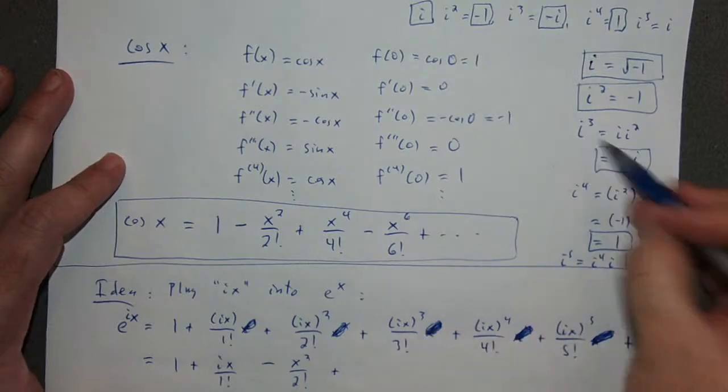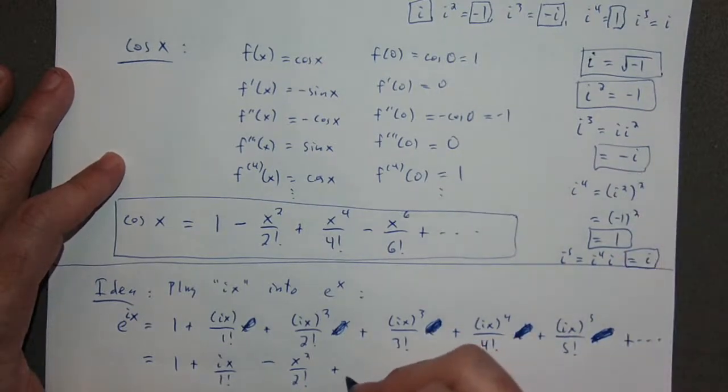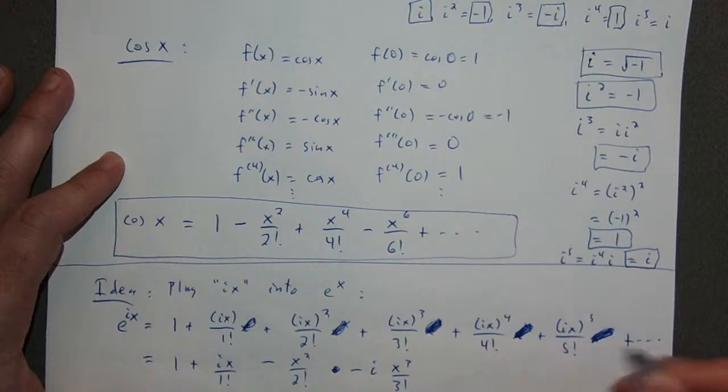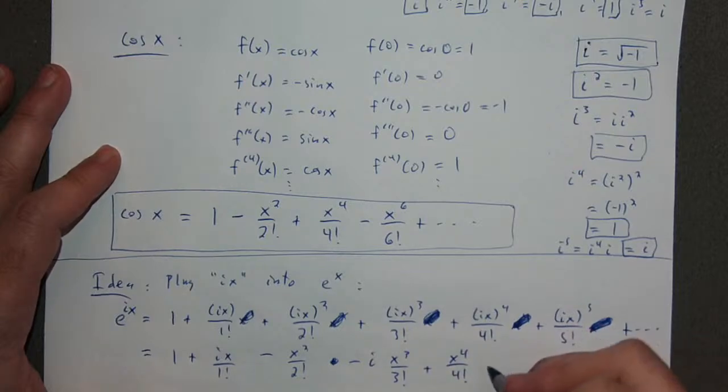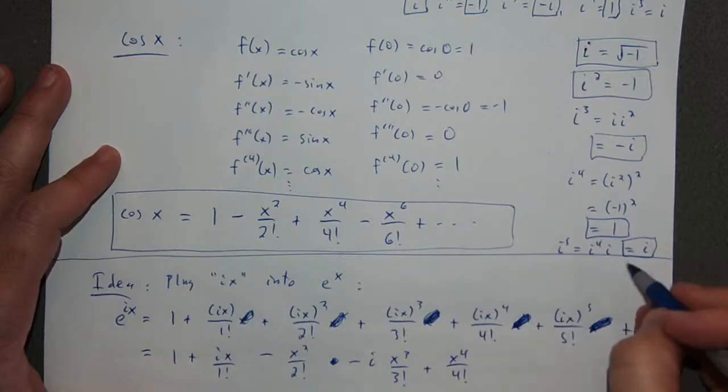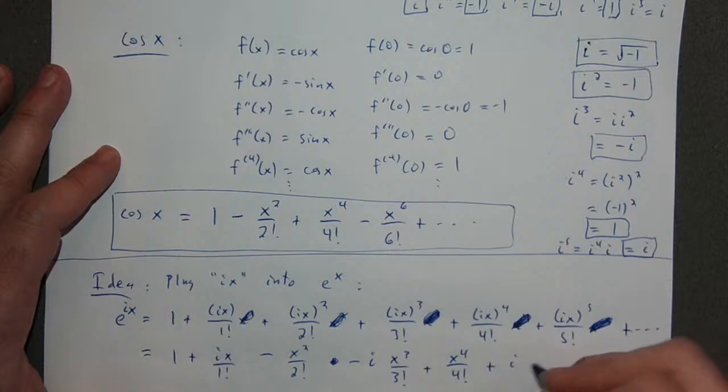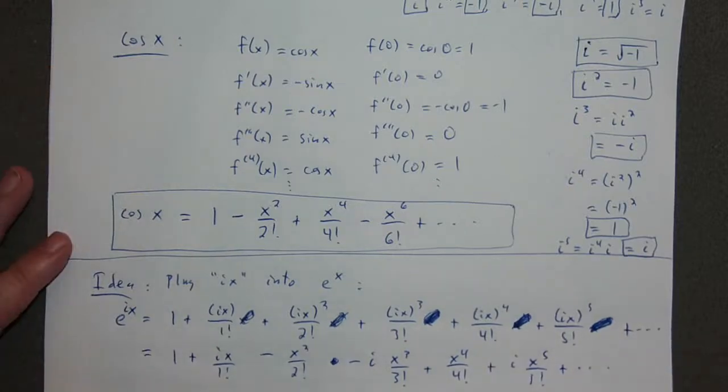Plus, what's i cubed? i cubed is minus i, so this plus becomes a minus i times x cubed over 3 factorial, plus i to the fourth, but that's 1. So this is plus x to the fourth over 4 factorial. i to the fifth is i again, so this is plus i x to the fifth over 5 factorial, and so on. What is this?